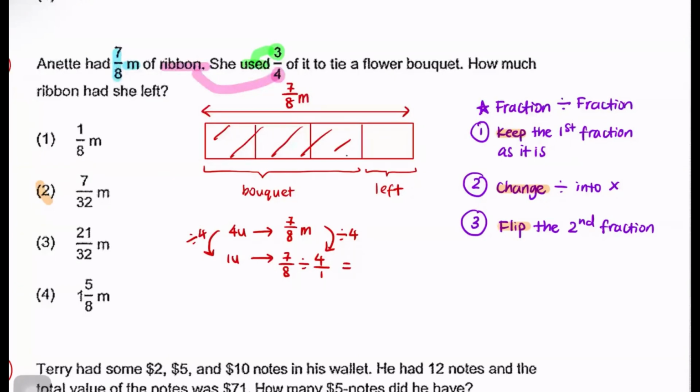Pay attention. In this case, we keep the first fraction 7 over 8 as 7 over 8. Don't touch it. Change the divide into multiply. Flip the second fraction 4 over 1 into what over what? 1 over 4. Okay? This is how we do it. Then you just do your normal fraction multiplied by fraction. 7 times 1, 8 times 4. 1 unit is 7 over 32 meters.